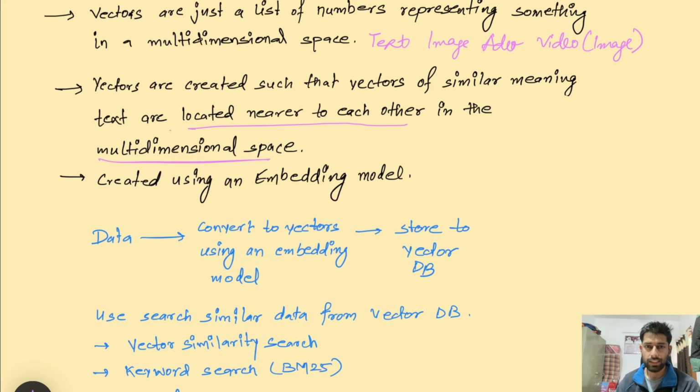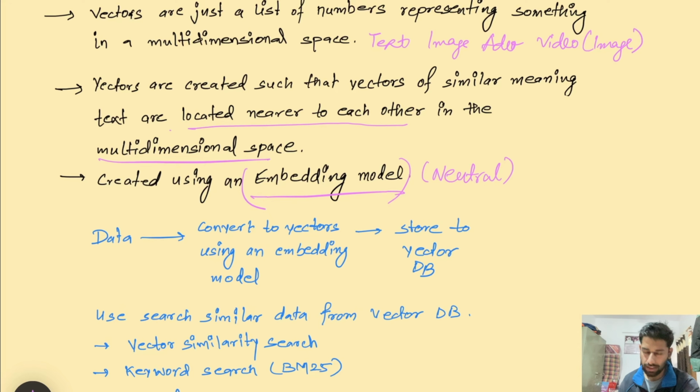How are these vectors created in such a way that similar vectors are stored close to each other? They are created using an embedding model. What is an embedding model? An embedding model is a neural network which is trained in such a way that if you pass text or any data to it, it will convert it into vectors, and the vectors of similar data are stored together. So using these embedding models, you create vectors.